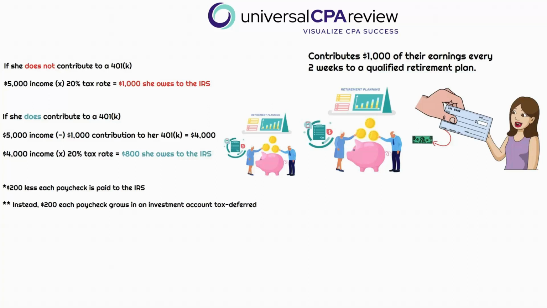Instead, that $200 is growing in this investment account tax deferred. Tax deferred meaning eventually she'll have to pay tax, but just at a later date when she takes it out. Okay, so the $1,000 that instead went to the 401k isn't just sitting idle. It's invested in a trust account where it can grow tax deferred, meaning that no taxes will be paid on the investment as long as they remain in the account, allowing the savings to potentially grow more rapidly than if they were taxed annually. Okay, so this is a powerful advantage for Casey.